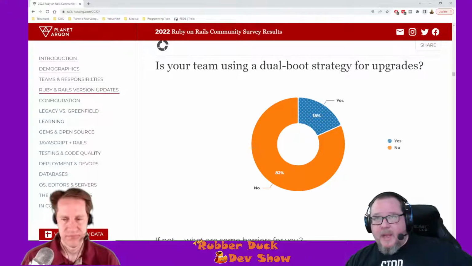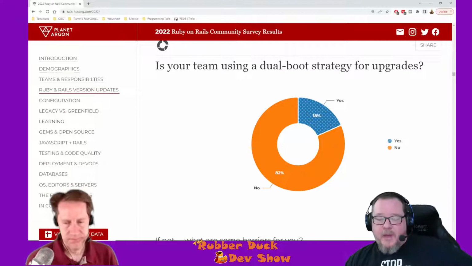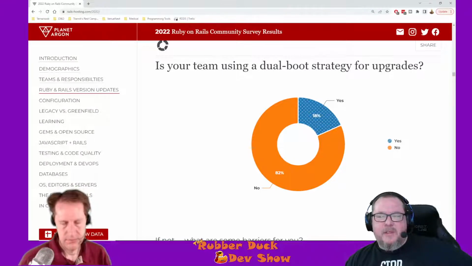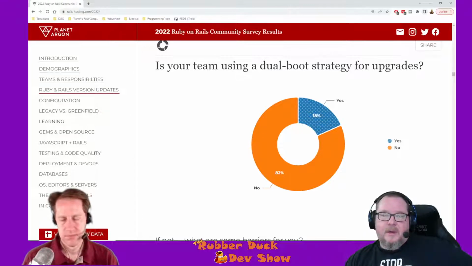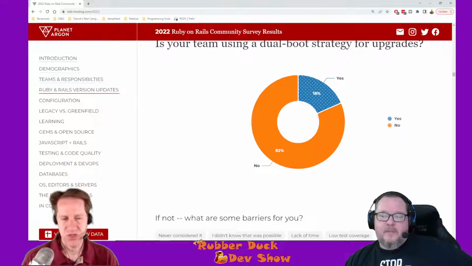Yeah, we've got a couple of apps set up like that, though we don't call it that. But it's not for the reason of upgrades. They do it for other reasons. Anyway, I think Shopify, which is one of the biggest Rails apps out there, described using this strategy.